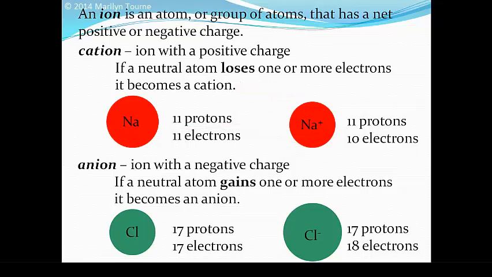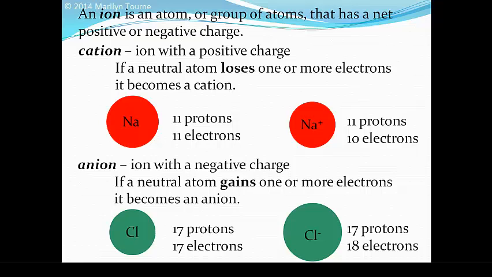As an example, I show you here sodium. Sodium starts out with 11 and 11. 11 plus, 11 minus. All right, neutral atom. But when you get a sodium atom and it loses one electron, you now have 11 protons and 10 electrons. So now there's more positive charge than there is negative charge, and that's why it's called a cation. A cation is an ion with a positive charge. The opposite of that would be an anion. That's an ion with a negative charge.